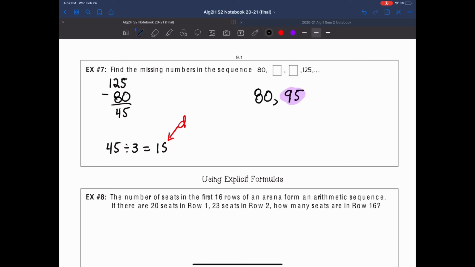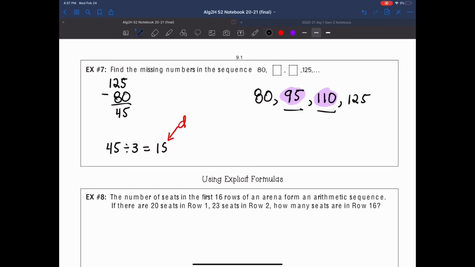And then if I add 15 to 95, I'm going to get 110. That's the next missing value. And then if I add 15 to 110, I get 125. So yep, that means I did it correctly. My missing values are 95 and 110.